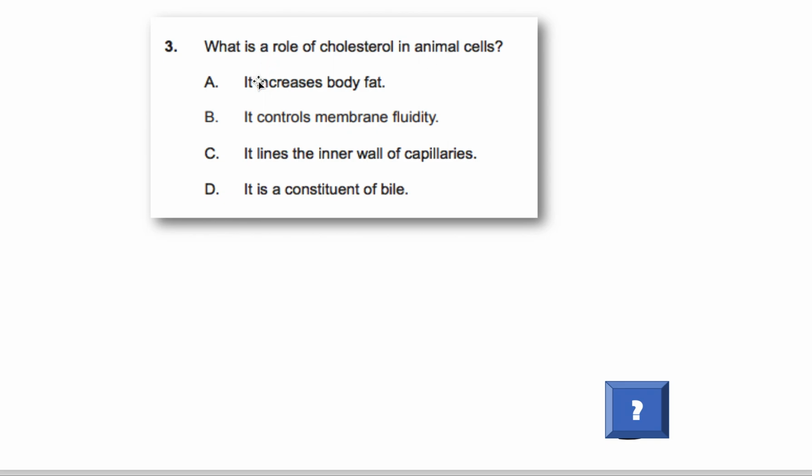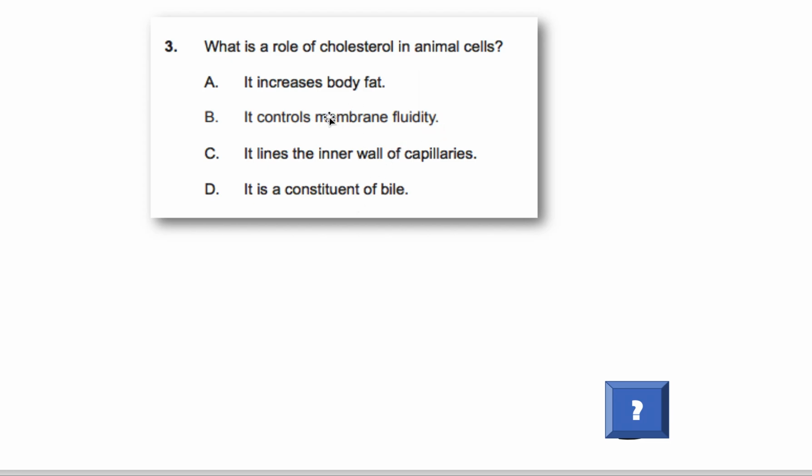So is it A, increases body fat? Nope. Cholesterol doesn't have that role. It'd be another kind of fat that does that, not cholesterol though. B, it controls membrane fluidity. See, that's all they want you to know. They're gonna write a whole bunch of nonsense for A, C, and D just to trick you. But if you knew this from the beginning, you don't even have to read A, C, or D.